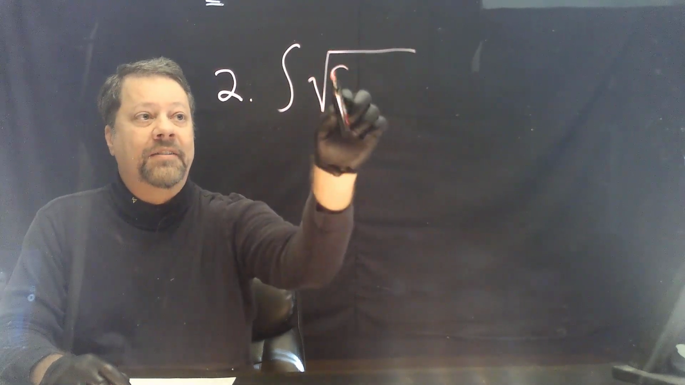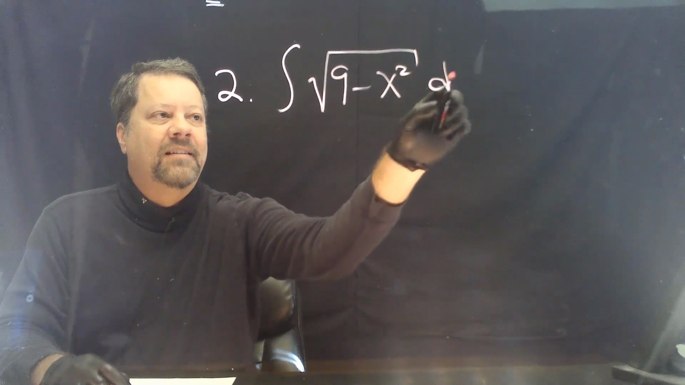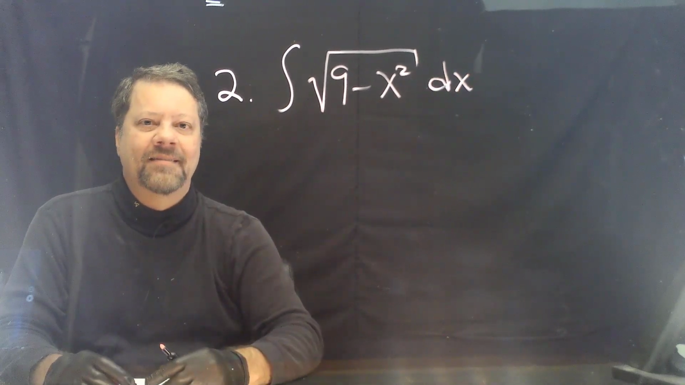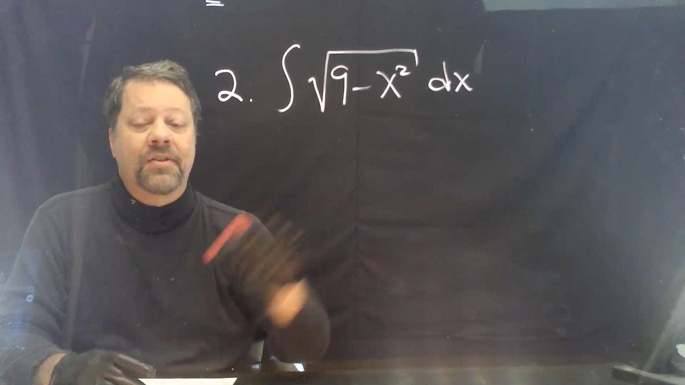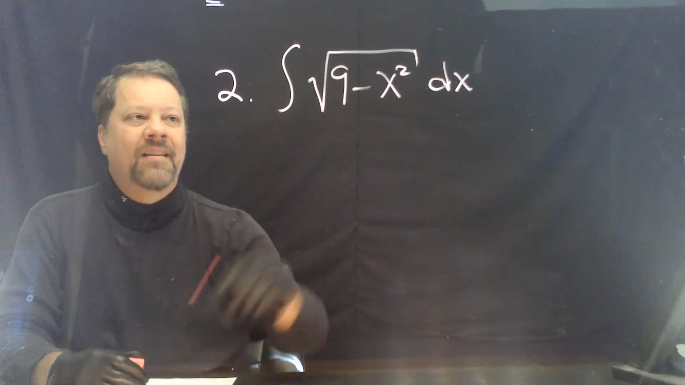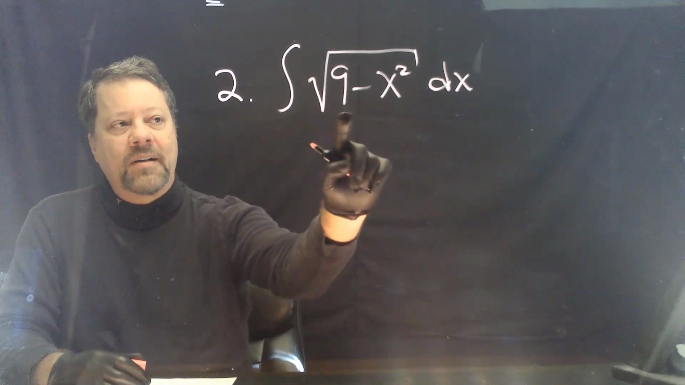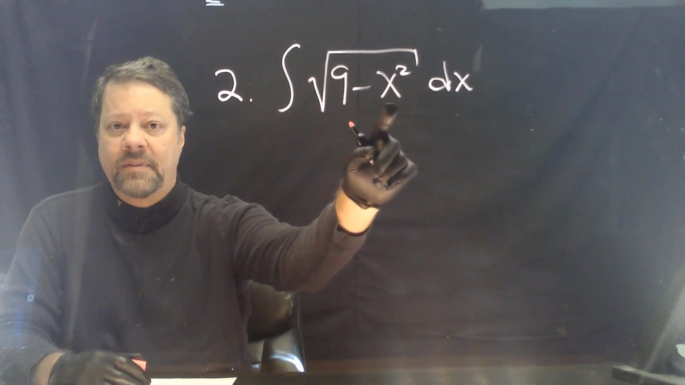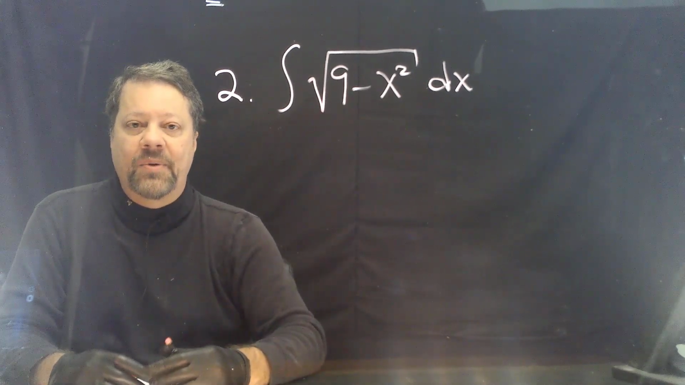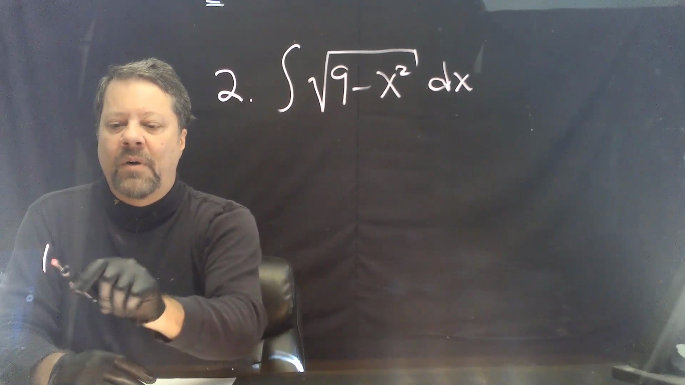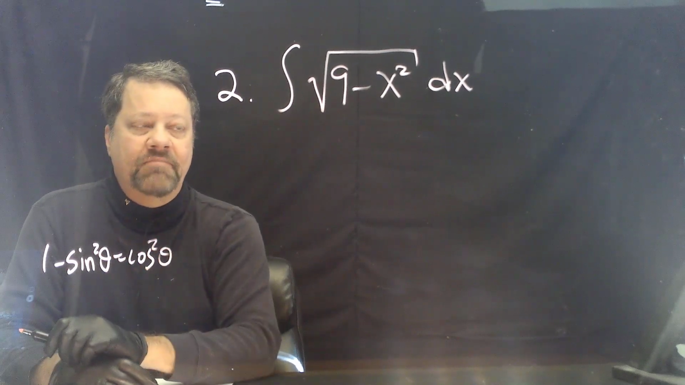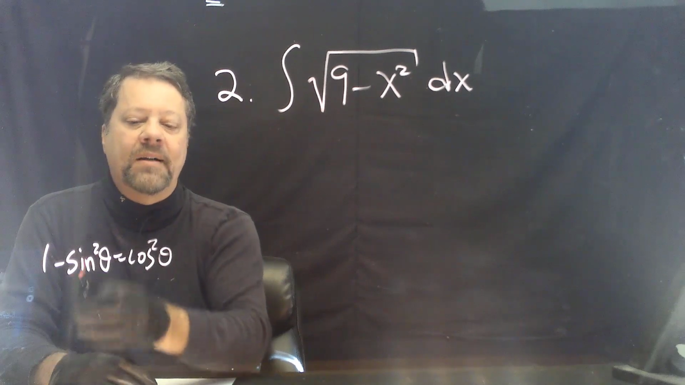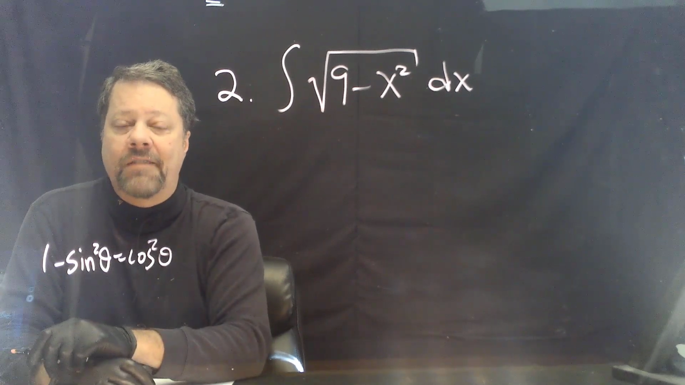For problem 2, we have the integral of the square root of 9 minus x squared dx. We clearly have the difference of squares under a radical. That's a clear indication that this is a trigonometric substitution problem. So, because it's in the form constant minus variable squared, it's the sine identity that we use. In general, 1 minus sine squared theta is cosine squared theta. So if you have constant minus variable squared, it's going to be a 1 minus sine squared. You'll use a sine for the substitution.